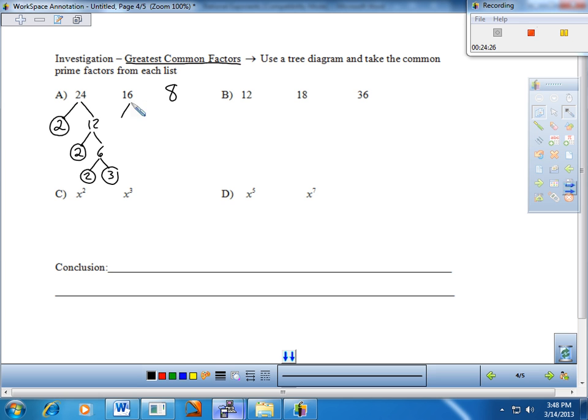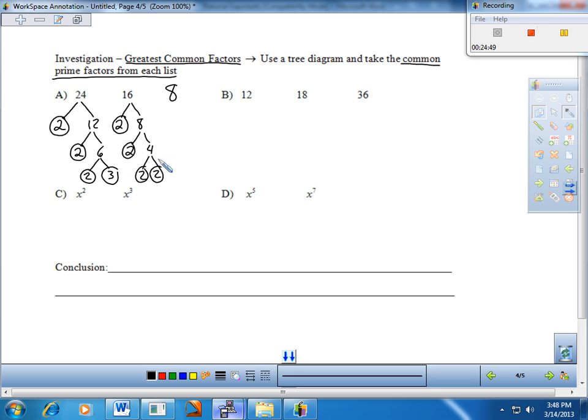Now 16, let's follow it in a similar fashion here, is 2 times 8. Let's go a little quicker now. 2 times 4, 2 times 2. Does that sound all right? And now what we're looking for, as it suggests, is to take the common prime factors from each list. And that's what greatest common factor is all about. Greatest, meaning we take all of them. Common, meaning it has to be part of both our tree diagrams.